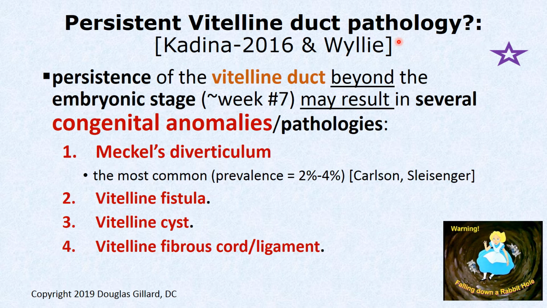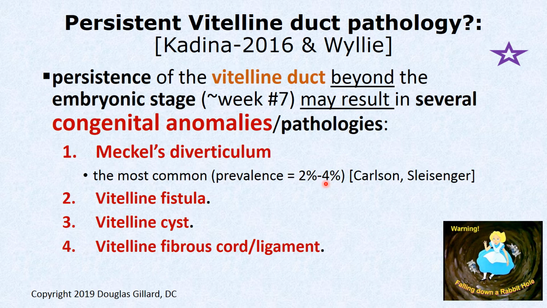Yes, there is. So the persistence, a failure of degeneration of the vitelline duct, it should be gone by week 10 at the most, but by week 7, it can result in several different congenital abnormalities we need to talk about. By far, if you only have time to memorize one of these, memorize this one. This is a Meckel's diverticulum, and that's by far the most common.